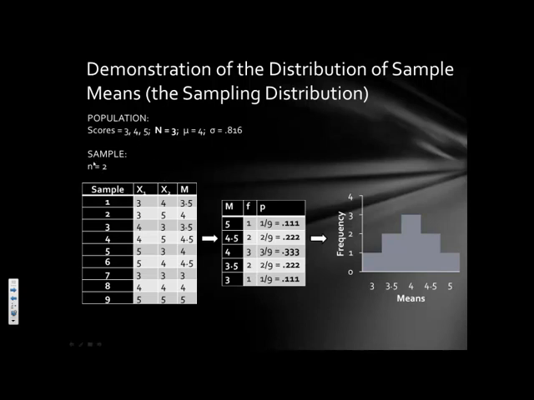Let's say that our sample size is 2, and we need to find every single possible combination of 2 numbers, sample size of 2, from this population, and then find the mean of each combination of numbers. And then that would be your distribution of sample means. So I'll walk you through it.